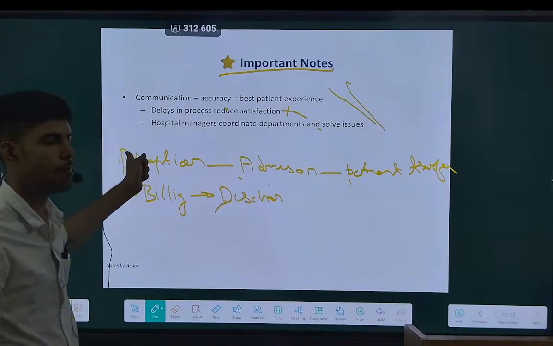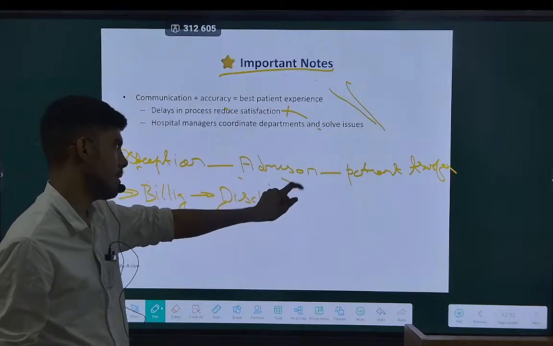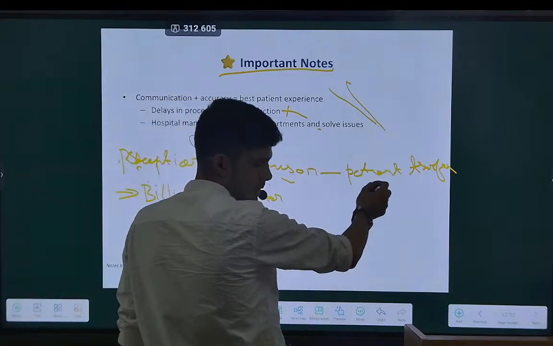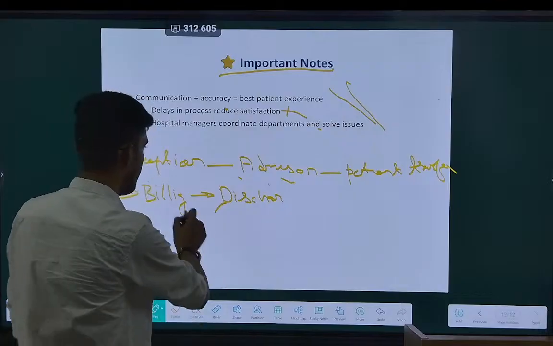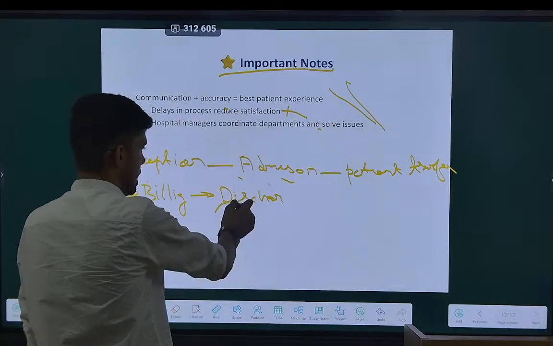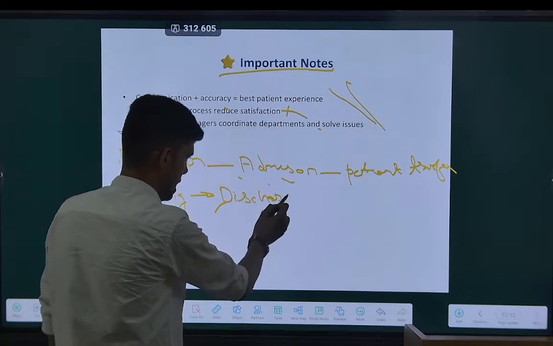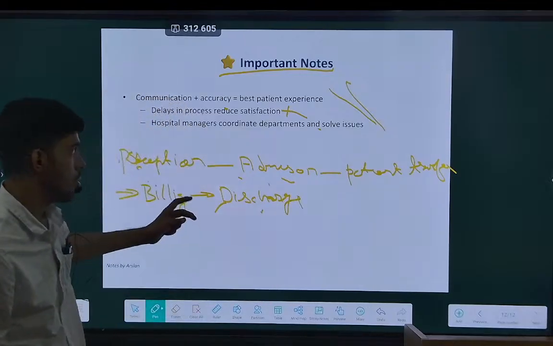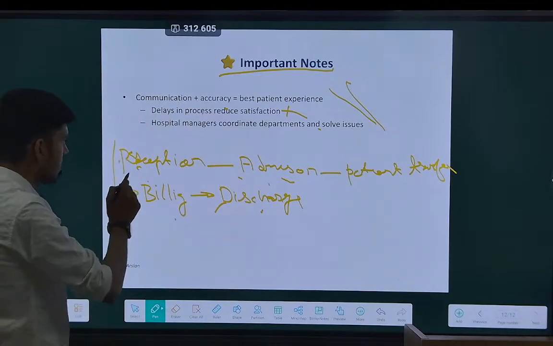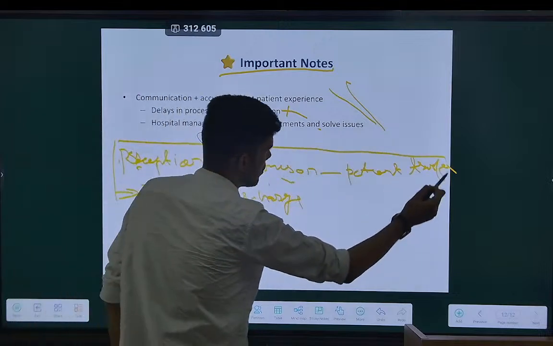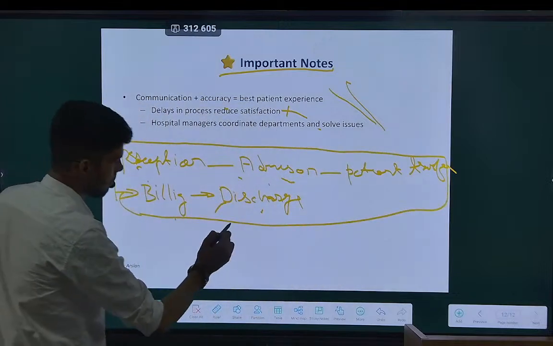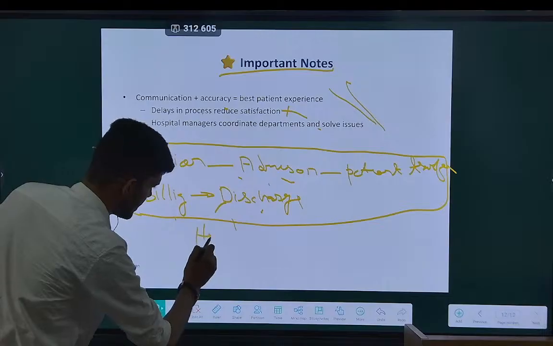Reception is a different department. Admission is a different department. Patient transfer is a different department. Billing is a different department. Discharge is a different department. So all these departments, all this workflow needs to be managed by one person, who is the hospital manager.